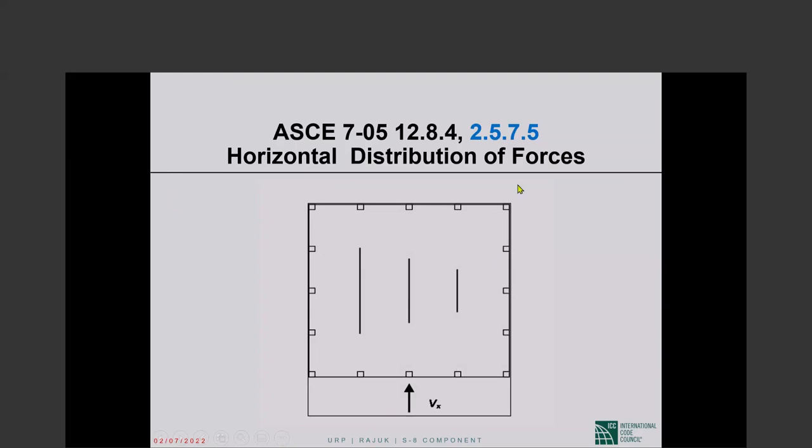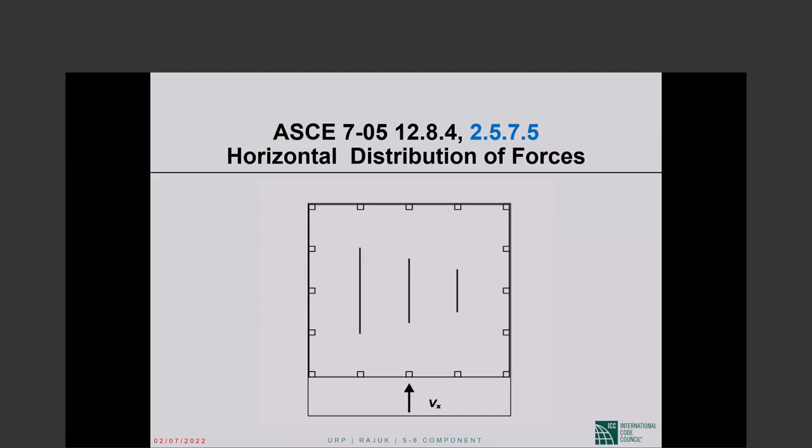So this is a hypothetical building. We have story shear V sub x in story x. Story x of the building has 2 frames in the up and down direction and 3 shear walls of unequal length. How is V sub x distributed among the 5 seismic force resisting systems, the 2 frames and the 3 shear walls? The answer is in proportion to the relative lateral rigidities of the seismic force resisting elements.